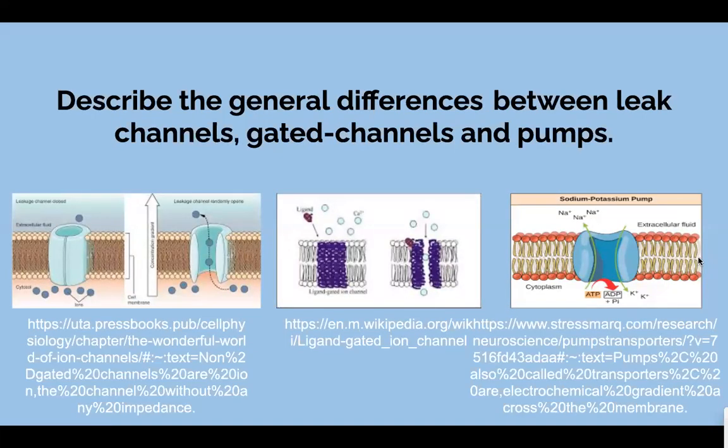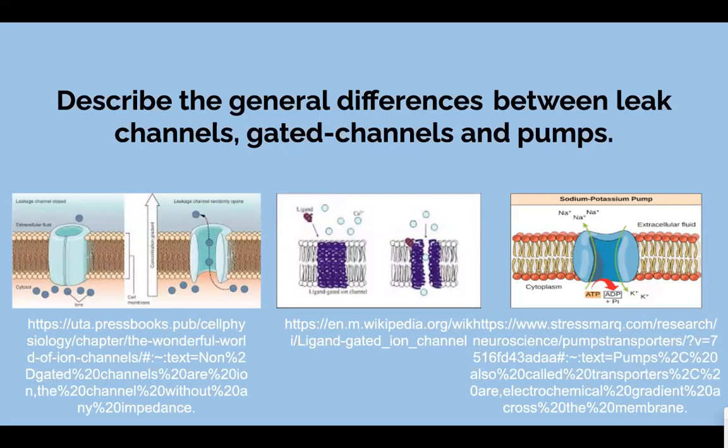Describe the general differences between leak channels, gated channels, and pumps. So right off the bat, leak channels, gated channels, and pumps are all types of membrane proteins involved in the movement of substances across cell membranes. Between the three types, we can start off with leak channels, which you can find in the image all the way to the left of the screen.